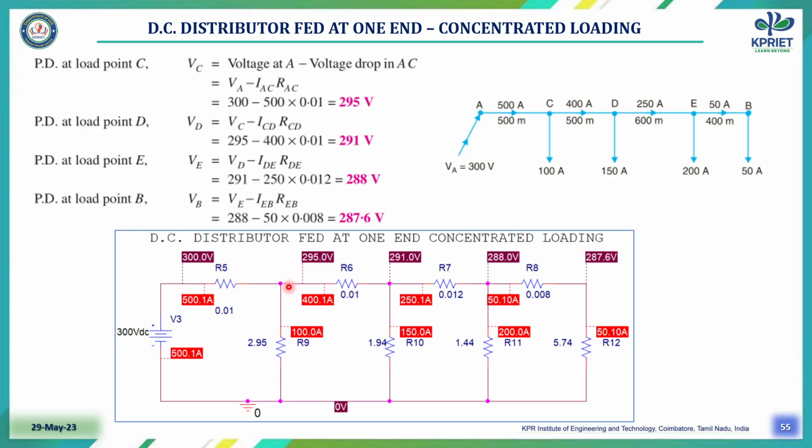We are getting the value at point C of 295, which is what we arrived at in the calculation. The simulation also gives the same result. So this is the way we conclude that our calculated value is verified with the simulated one. We can use the Arcade PSpice-based simulation software. In the same manner, we can calculate for the concentrated loading with equal voltage, unequal voltage, radial distribution and ring main distribution. Thank you.